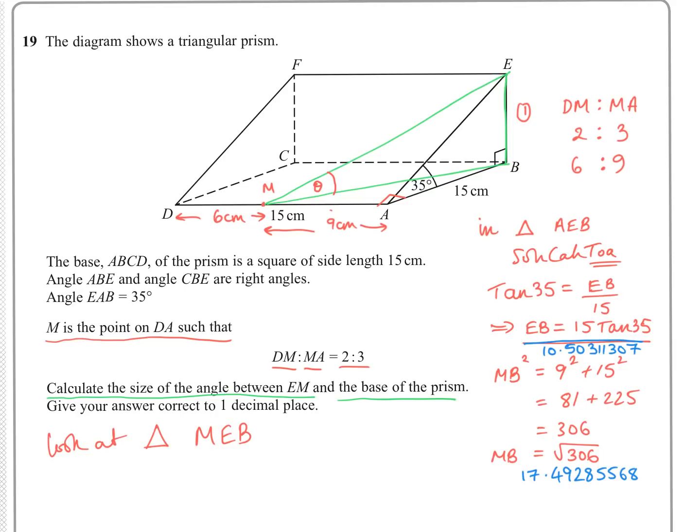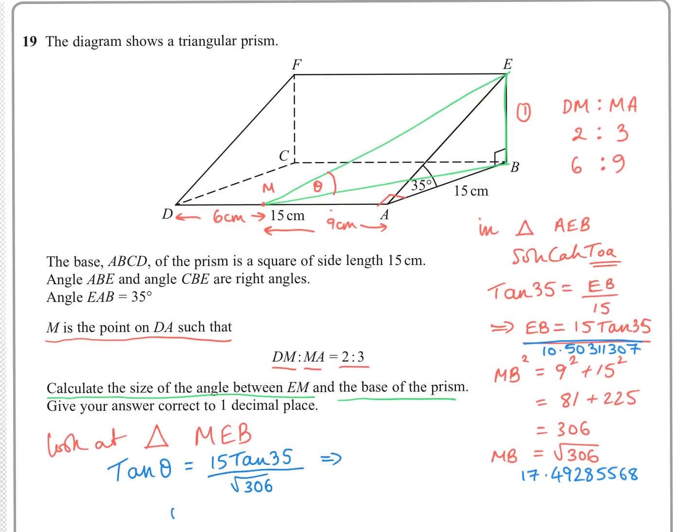So if we look at triangle MEB now, it's right angled, and we are wanting the angle, and we've got to involve the opposite and the adjacent again. So it's going to be tan again. So we're going to say tan of the angle we want is going to be the opposite, which is EB. So I'm just going to write 15 tan 35. If you want to write that decimal, that's fine. Divided by the adjacent, which was root 306. And if you want to write the decimal again, that's also okay. So you've got two choices.